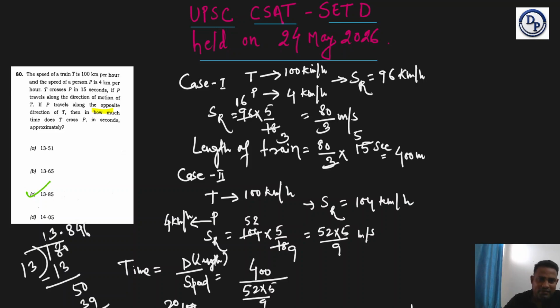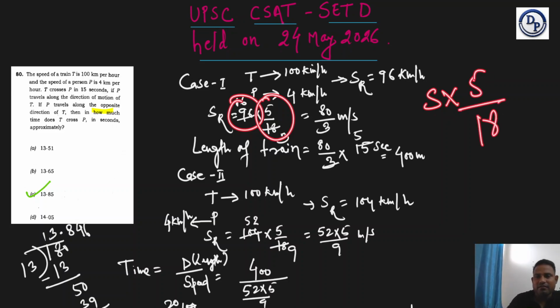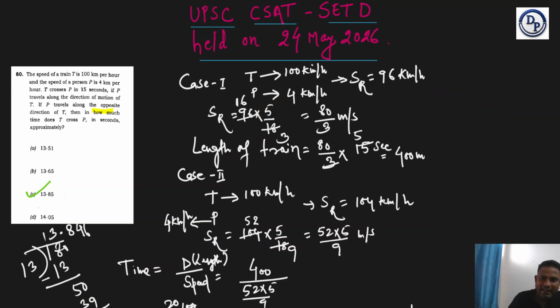Now, in the first case, they both are traveling in the same direction. We know that in the same direction, we have to subtract the speeds. So after subtracting, we get 100 minus 4, that is 96 kilometer per hour. Now we have to consider all the questions in seconds, so we convert this kilometer per hour into meter per second by multiplying the speed by 5 by 18. After multiplication, we get 80 by 3 meter per second in the first case.